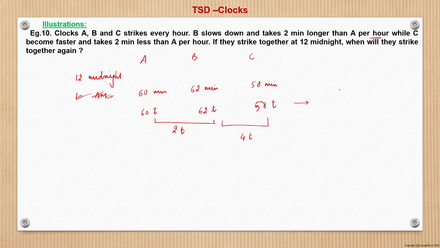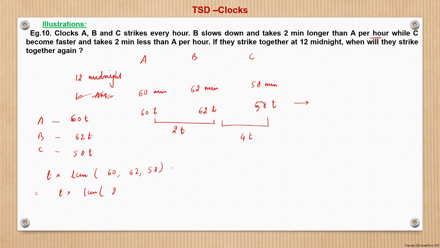So now this becomes a question of LCM. What is the earliest time they will be striking together? This we have seen in number systems also. So when A, B, and C strike at 60t, 62t, and 58t, the earliest they will be striking is nothing but the LCM of 60, 62, 58, and t is common, so t into the LCM of 60, 62, and 58.